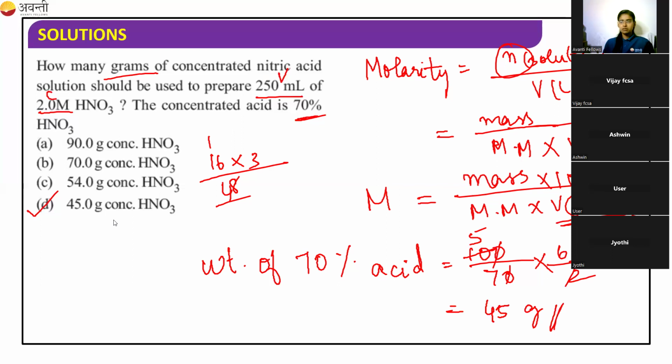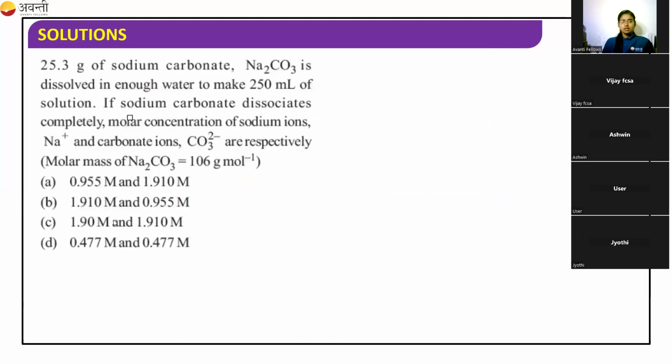Okay, so this is how we have to calculate. Then coming to the next question. 25.3 gram of sodium carbonate Na2CO3 is dissolved in enough water to make 250 ml of the solution. If sodium carbonate dissociates completely, then the molar concentration of sodium ions and carbonate ions respectively are. So how to find out this?